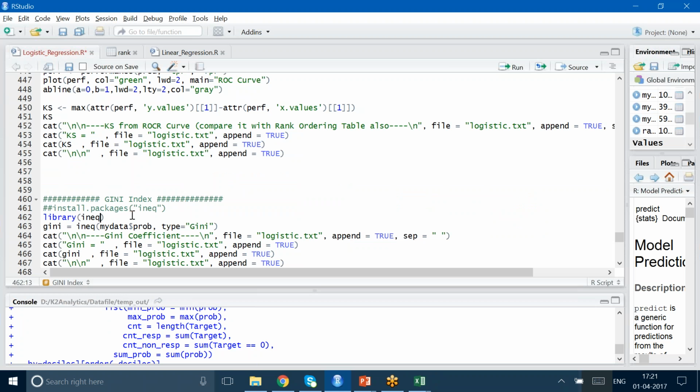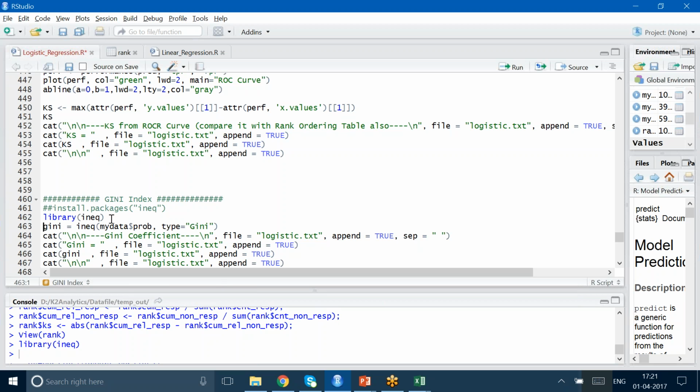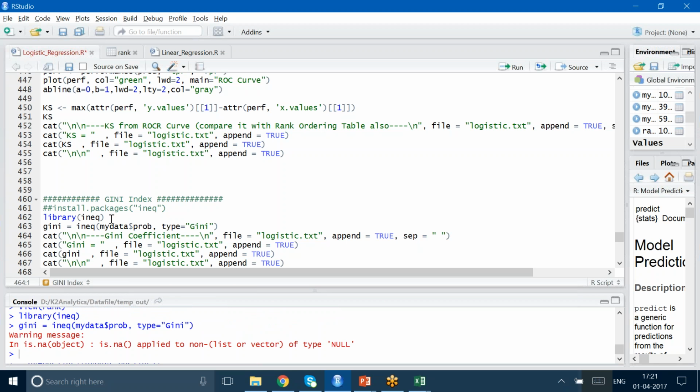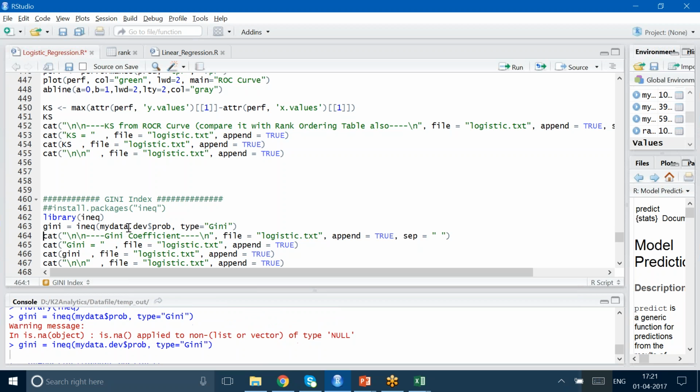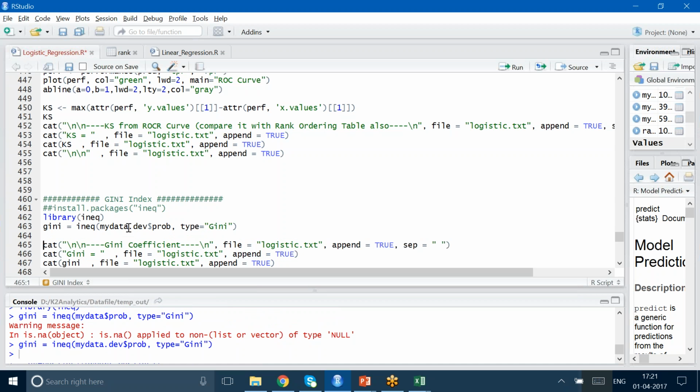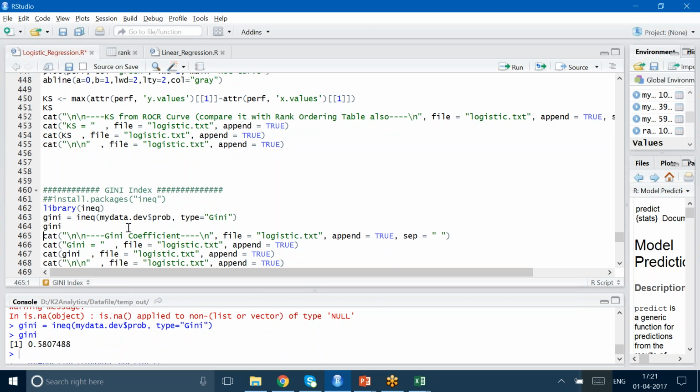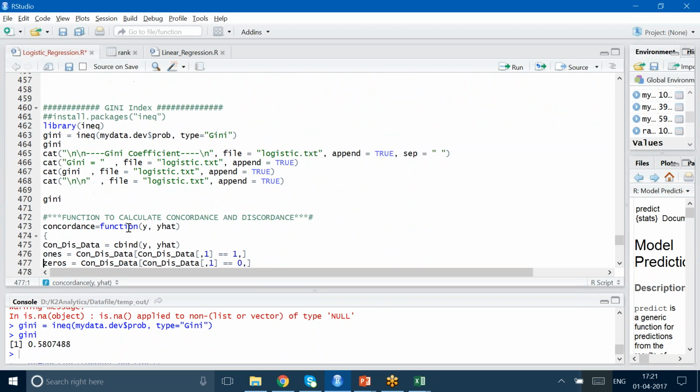To get the inequality, we already understood the concept of inequality, which is Lorenz. To compute inequality, that is Gini, I have a package, and if I just run this statement, oh sorry, this one has to be .dev. I have to compute this on the dev sample. Okay, done. So let me see what is my Gini. Okay, 0.58.